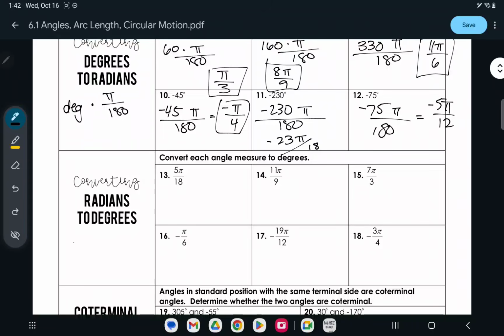Then we can go the opposite way. For radians to degrees, this time we multiply by 180 over pi. The pi's are always going to cancel, and then we can reduce the fraction. 180 divided by 18 is just 10, and then 5 times 10 is 50 degrees.